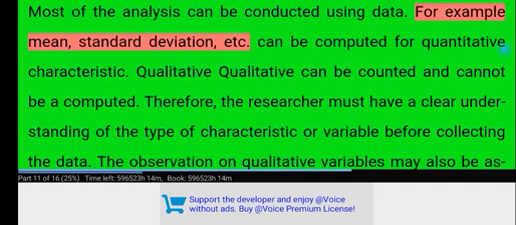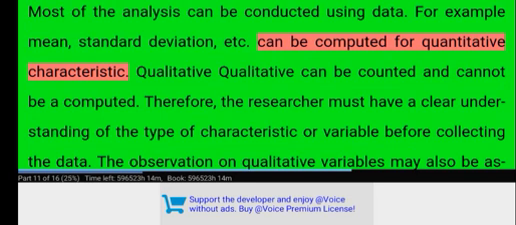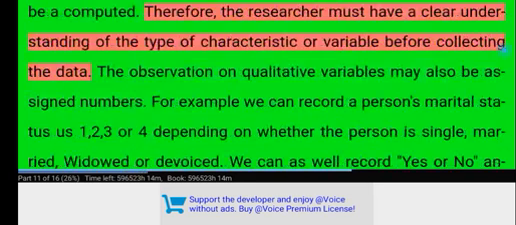For example, mean, standard deviation, etc. can be computed for a quantitative characteristic. Qualitative data can be counted but cannot be computed. Therefore, the researcher must have a clear understanding of the type of characteristic or variable before collecting the data.